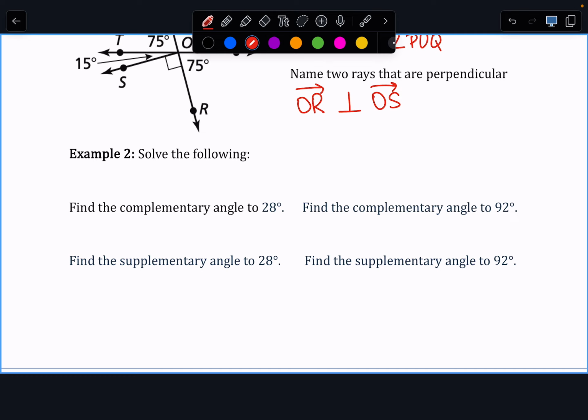All right. What's the complement to 28? It looks good. What about the supplement? Okay. I'm going to go in a weird order. What's the supplement to 92? What's the complement? Okay, we don't have negative angles. Not in geometry. Not yet.